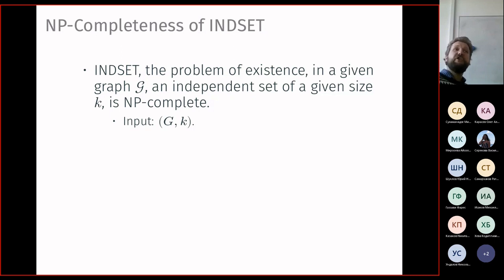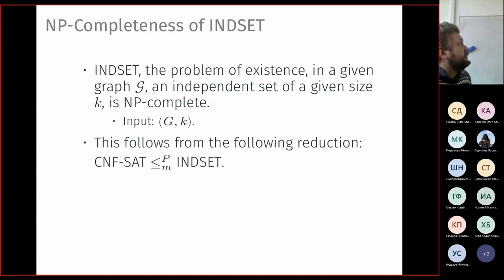If K is fixed, it's polynomial, right? Because you can just try all these K-tuples of vertices. But the degree of the polynomial is roughly speaking K. So if K is an input parameter, this is an exponential algorithm. So this is an NP-complete problem.